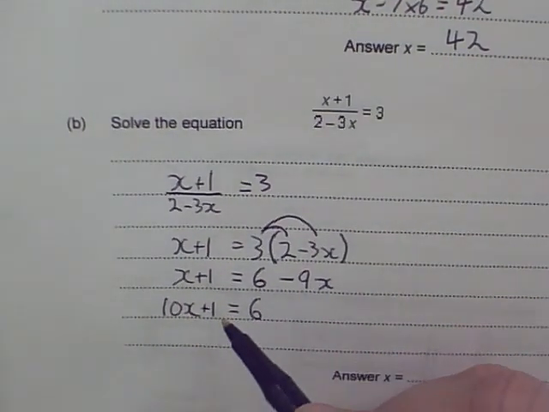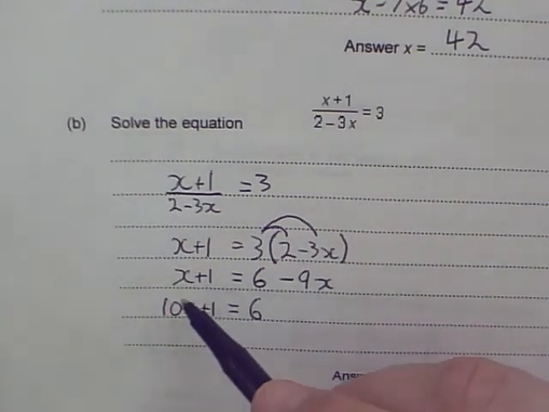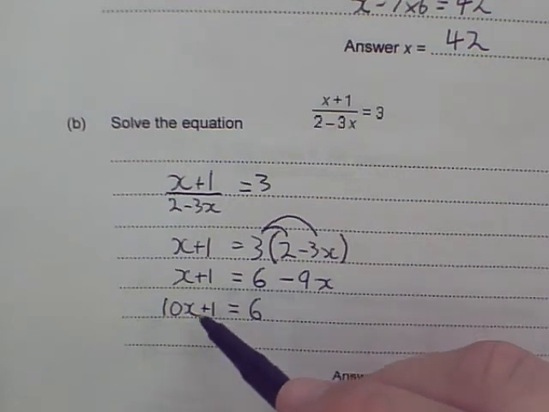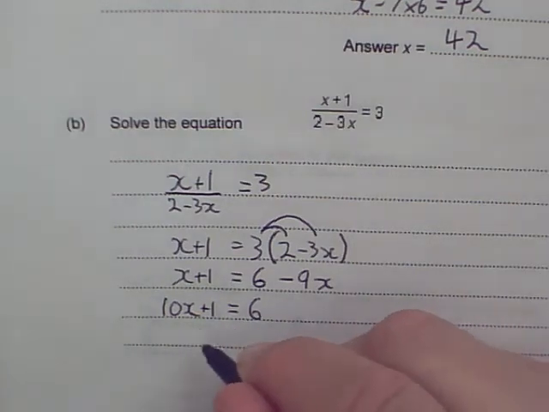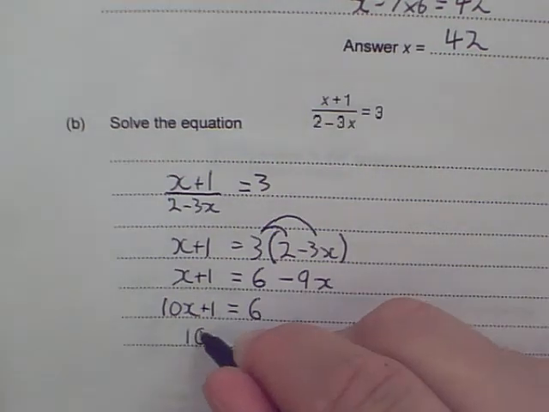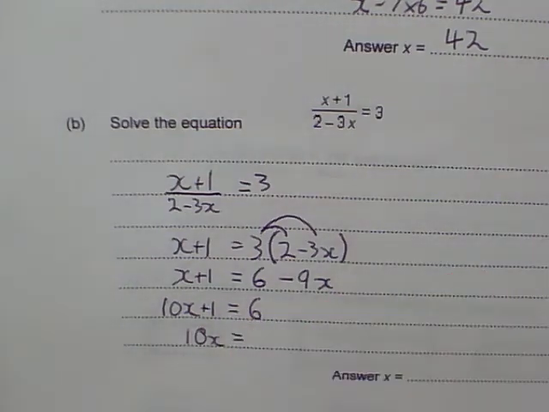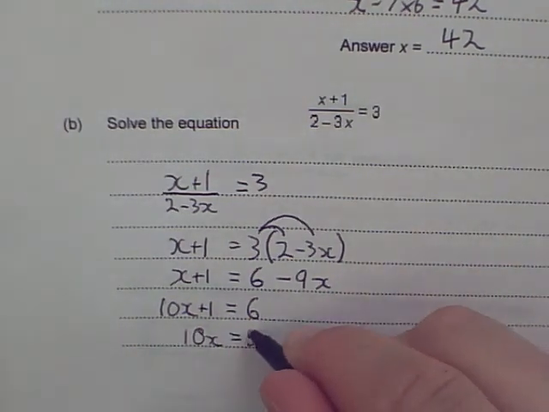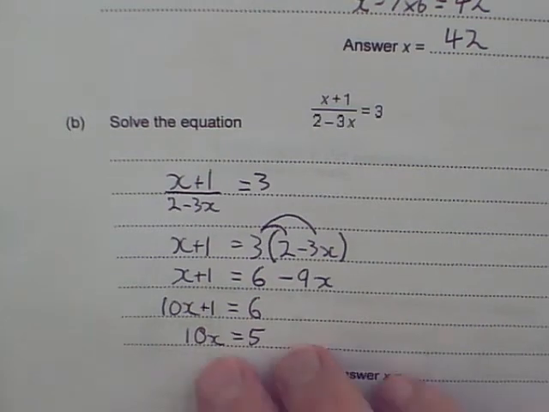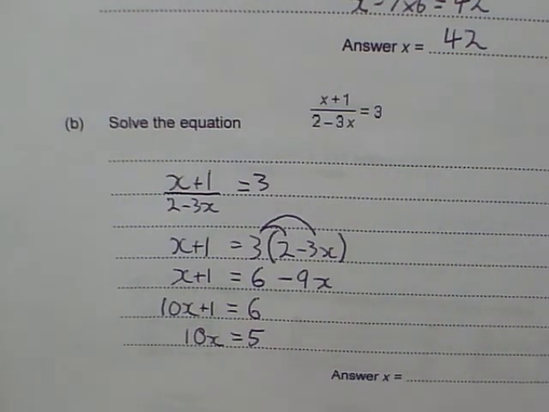Next one is I just want the x's. I don't want this plus 1 over here. So I'm going to take away 1 from both sides. That leaves me with 10x on this side. I've taken away the 1, but if I take away 1 from this side, I need to take away 1 from this side. 10x equals 5. Many of you got to this. So quite a few of you did manage this, which was brilliant. And some of you, 1 or 2 of you, got it wrong at this point.